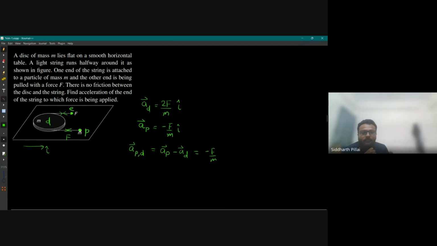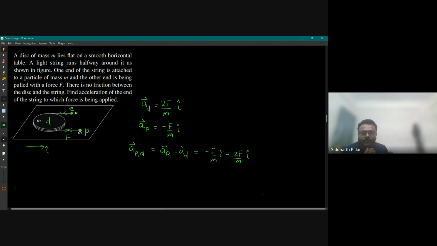Minus F by M I cap minus 2F by M I cap, which gives me minus 3F by M I cap. This is the acceleration of the point P, or the mass, with respect to the disk. Now applying the length constraint on the other end, point E. If this string is going up with respect to the disk, this part of the string will be going down, or let's say if this is going to the left, this is going to the right. It's increasing with the same rate.